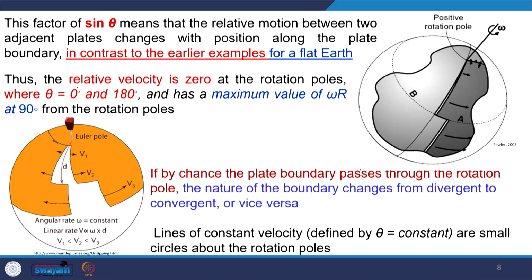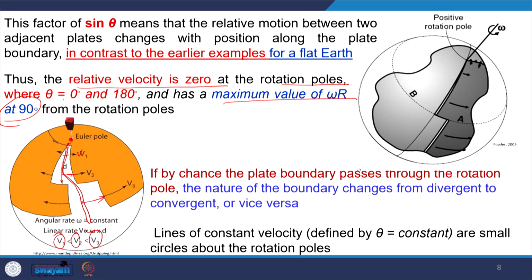Thus the relative velocity is 0 at the rotational pole, where theta is 0 degrees and 180 degrees, and maximum where theta equals 90 degrees from the rotational poles. Now, if you see here, this is V1, V2, V3, different positions, and this is the Euler pole position. Now you see V1 is less than V2 is less than V3. If this is the divergent plate margin position, the maximum separation is occurring here, then the separation is occurring here, and the separation is occurring here.